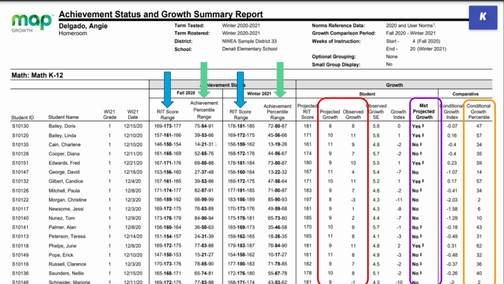So again, a student who has a conditional growth percentile above 50% is growing at a rate faster than their peers at that grade level, versus somebody who has a lower conditional growth percentile is not growing at the same rate as their other peers. So again, if they're not meeting their targets and they're not growing at the rate we'd expect them to grow, what do we need to do for that particular student?